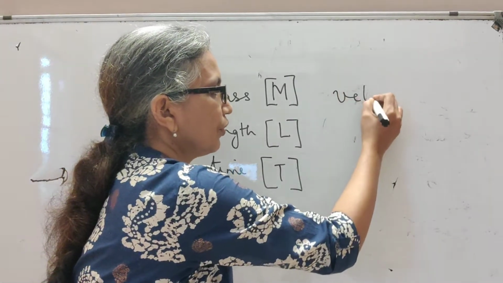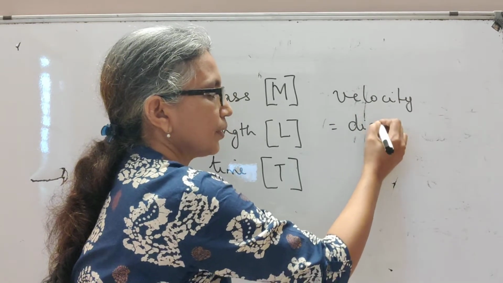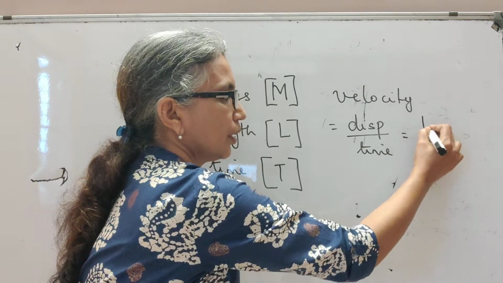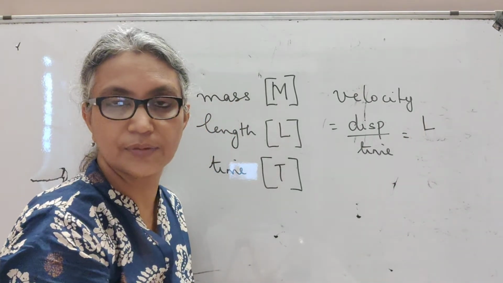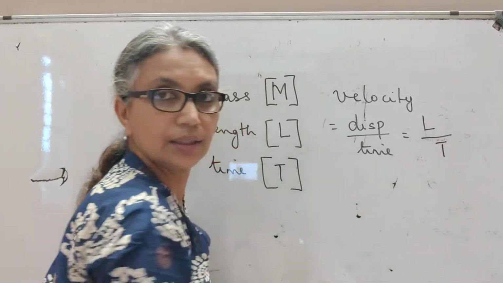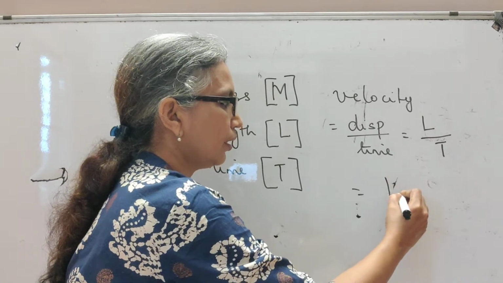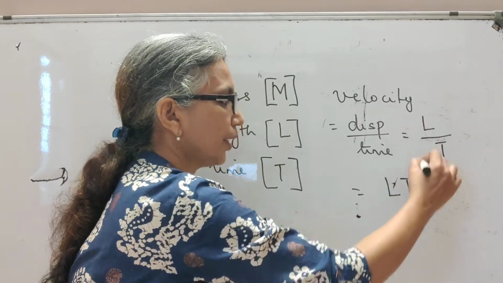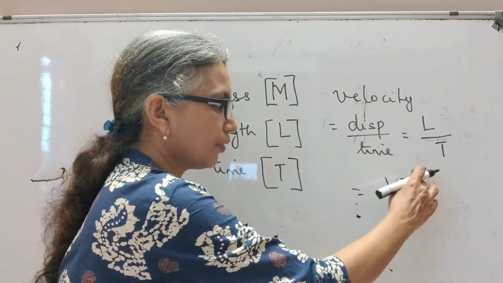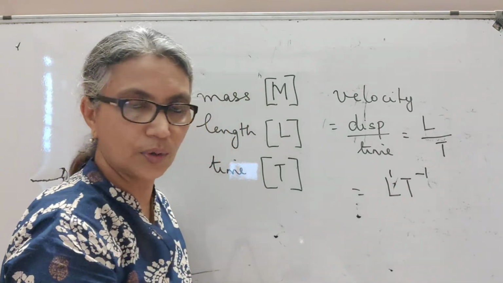So we know velocity is equal to displacement by time. And displacement, the base quantity is length, because displacement is measured in terms of length, divided by T, time. Now I may represent this as L T raised to minus 1, because when I bring this T to the numerator, the power is minus 1. Length is already in the numerator, so 1.